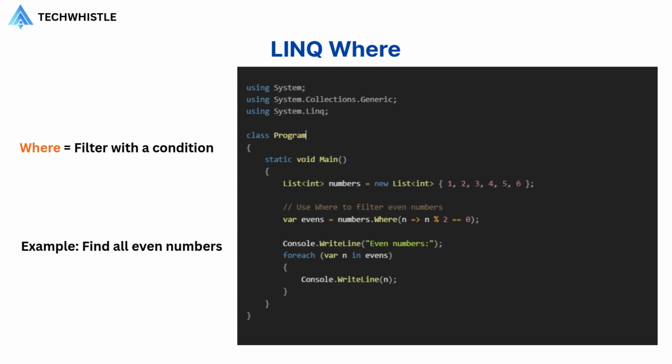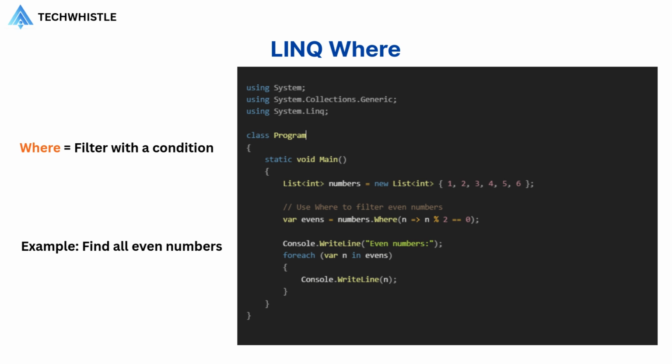Normally, without LINQ, we'd write a foreach loop, check each number with an if statement, and manually pick out the ones we want. That works, but it's a lot of extra code. With LINQ, it's much simpler. Look at this line: var evens = numbers.Where(n => n % 2 == 0). Here's what's happening step by step.